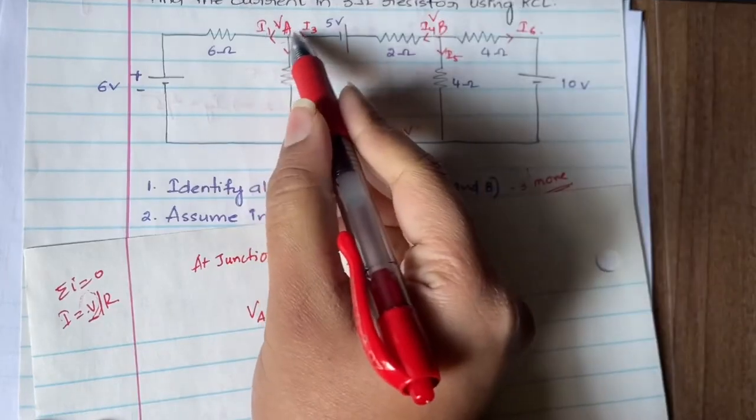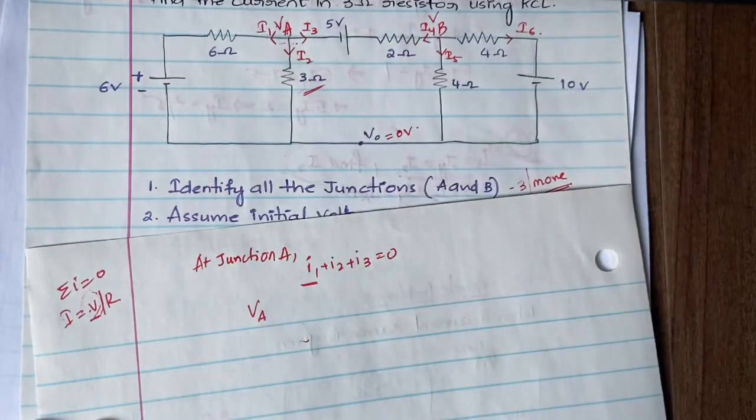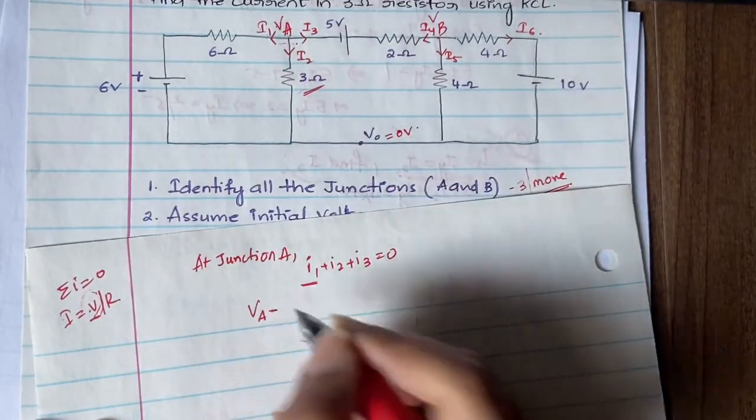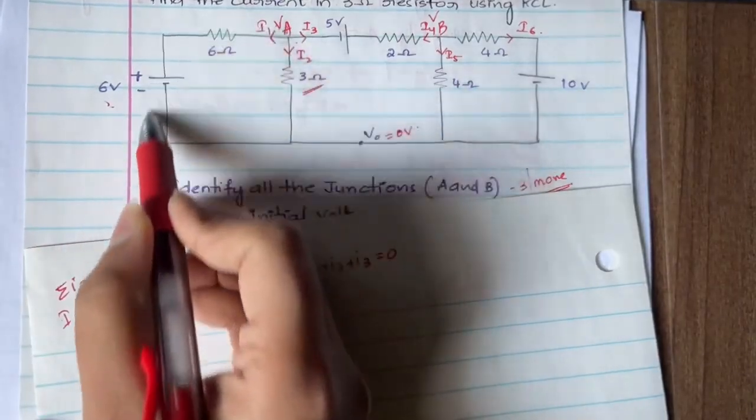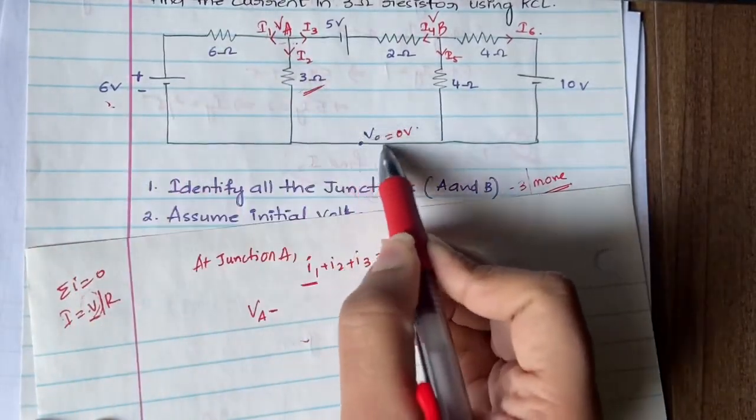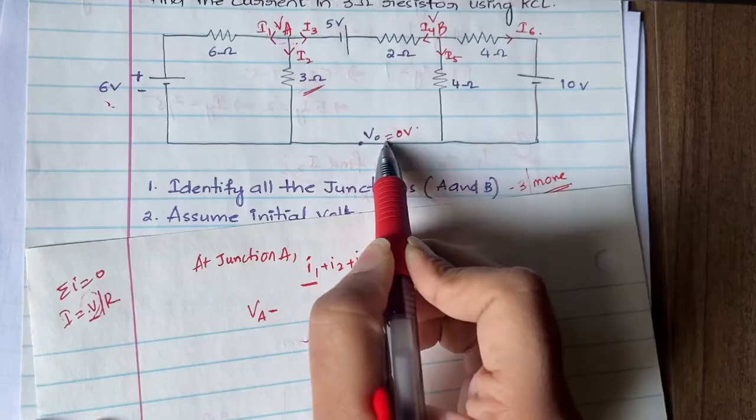That means VA is at what? Higher potential only. Next, VA minus. What do we have here? Let us take this one later.